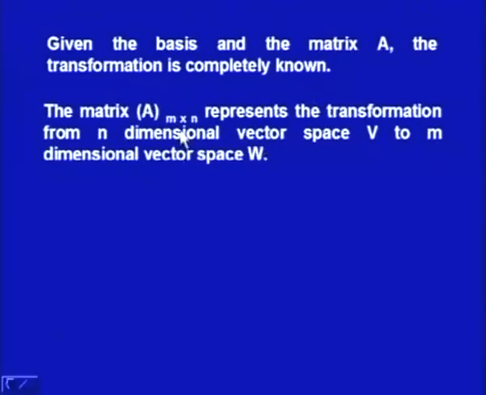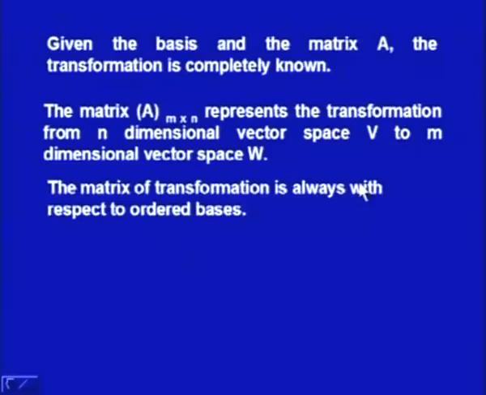The matrix A will be an m by n matrix. Why? Because we have n vectors, so we are going to have n columns, and in each column there will be m entries, so we will have an m by n matrix, m rows and n columns. So this represents the transformation from an n dimensional vector space V to an m dimensional vector space W.